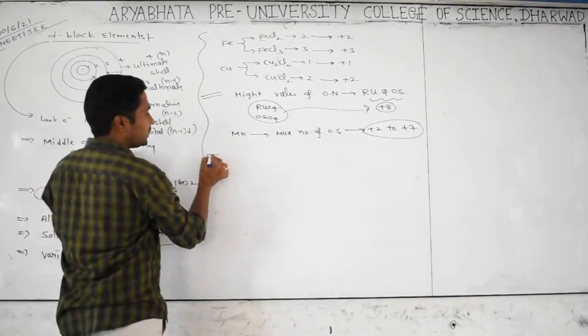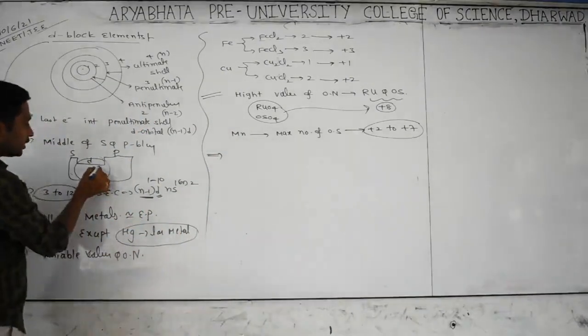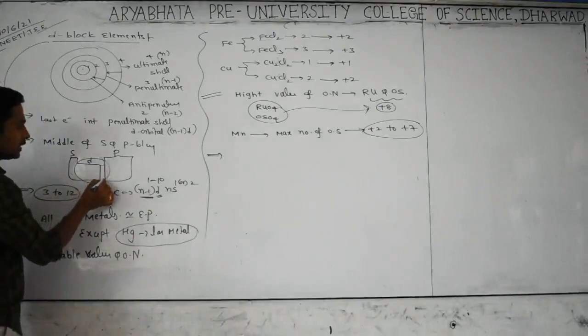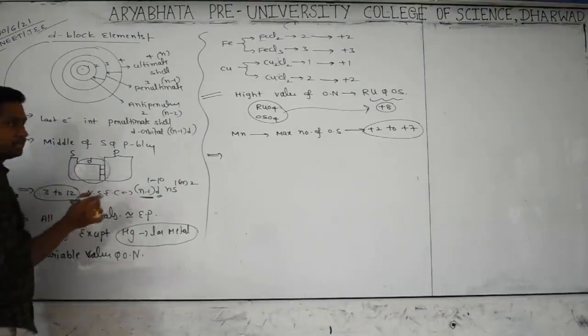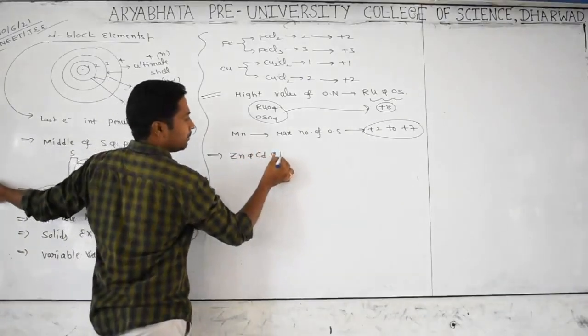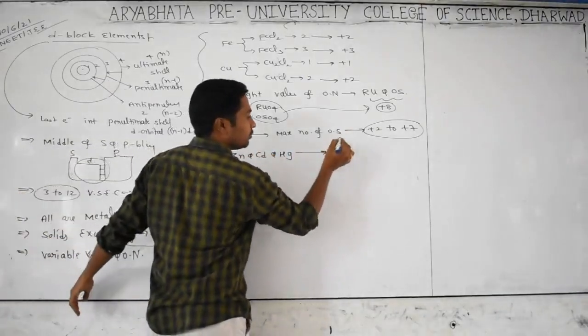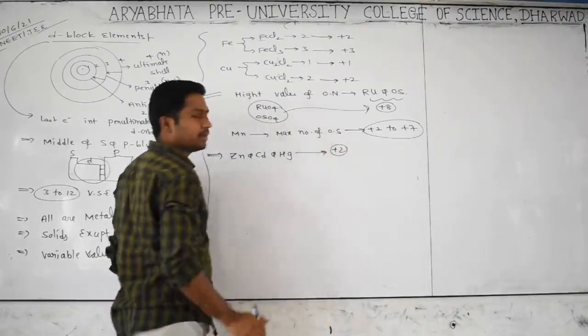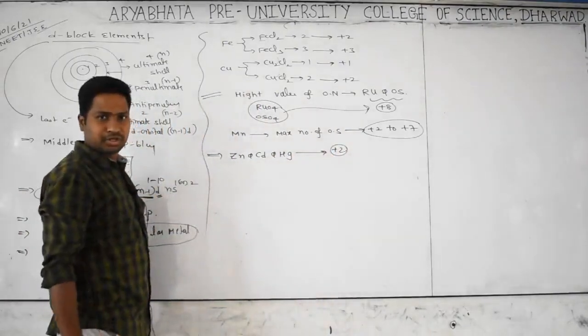And in this d block, we have one group, namely zinc, cadmium and mercury. Zinc, cadmium and mercury can show only one oxidation number, +2. They can't show variable oxidation numbers.